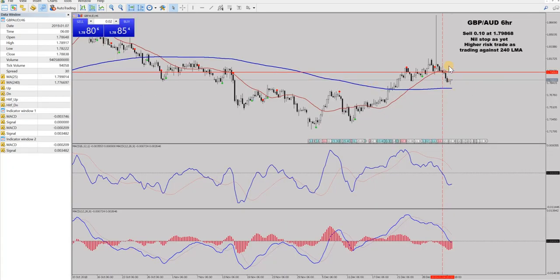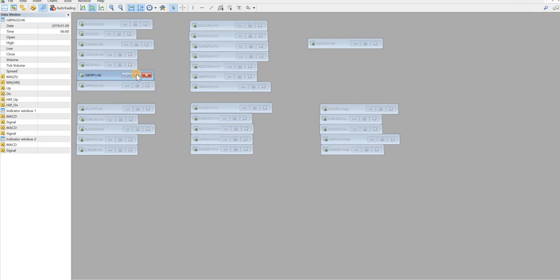Mod MACD trades. This is a pound Aussie in a sell here, going down nicely. Ideally, I'd like to see it hit that 240 LMA and I close out half. But I'll just keep an eye on things at the moment. Looks like she's slowing down a bit, but still profitable.